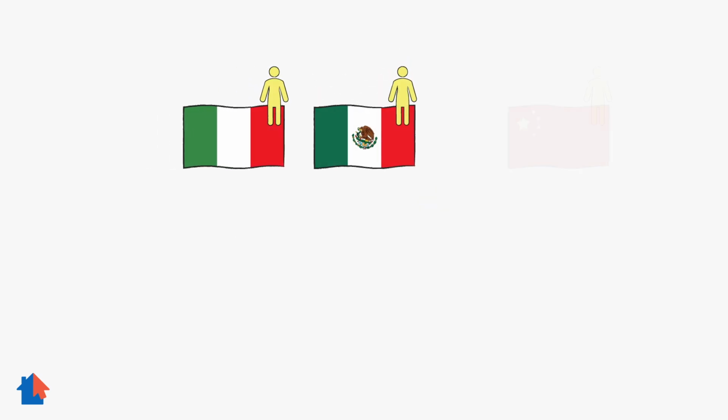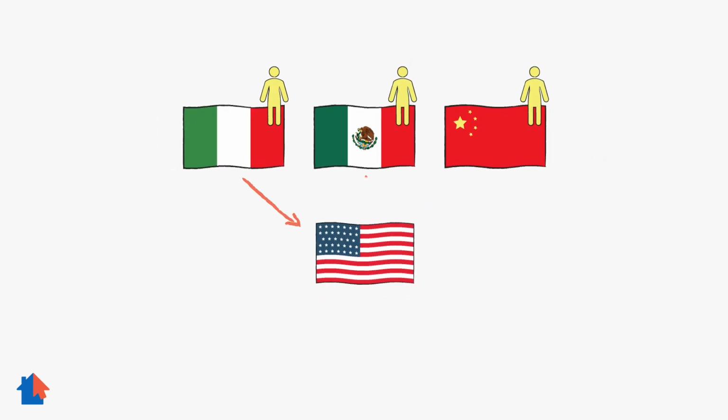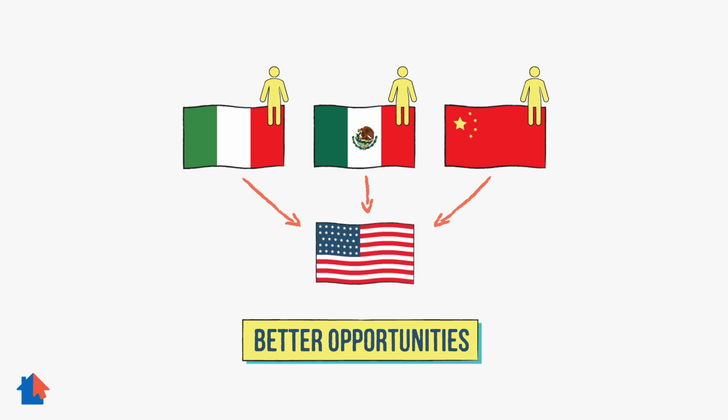Immigrants. Immigrants are migrants who move to live in another country. The United States has a long tradition of immigration. For centuries, people have come to America in the hope of finding better opportunities.